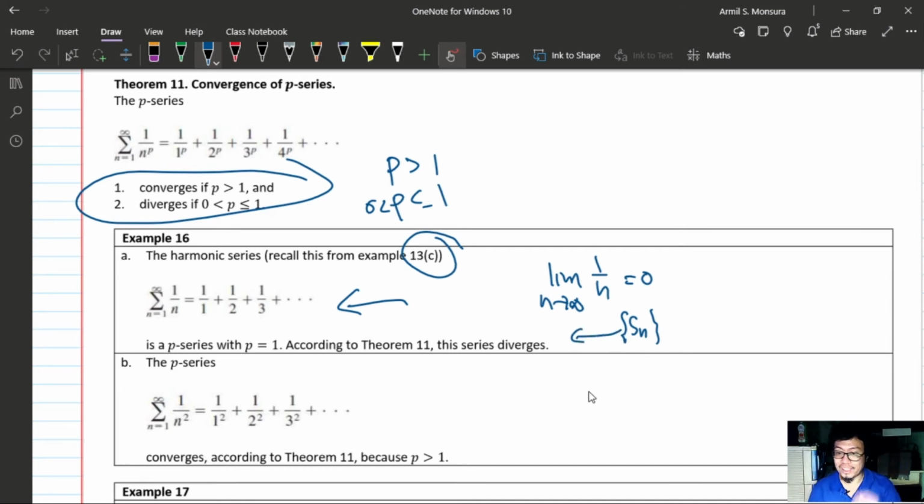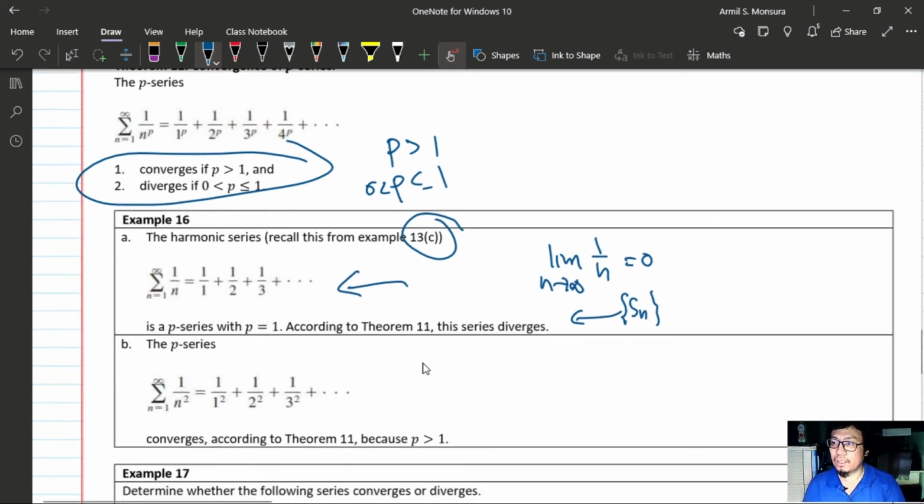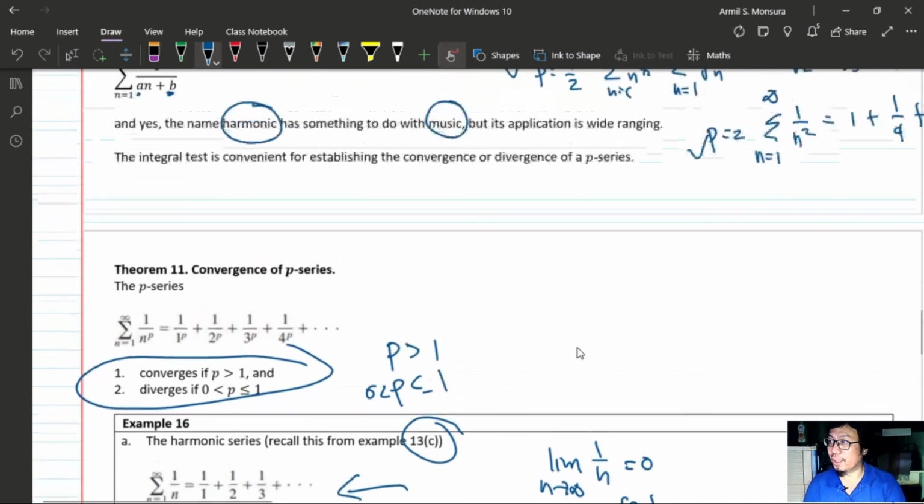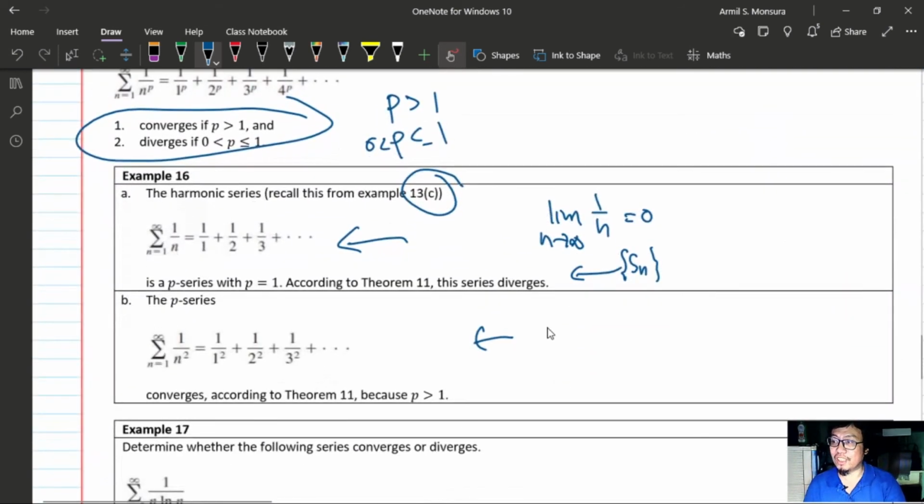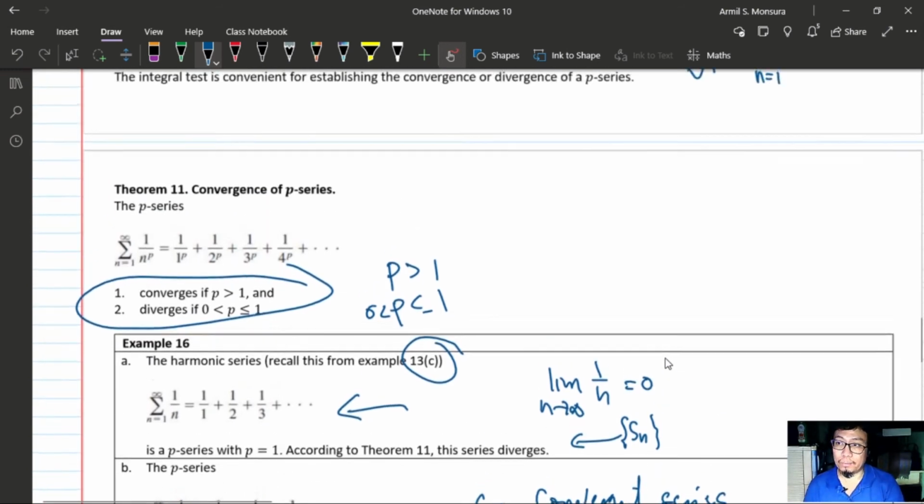Here is why we can say definitively now that that series is a divergent series. That series is actually a P series with P equals 1. And when P equals 1, for a P series, that series becomes divergent. This is the third example that I have given here. So this is a convergent series according to Theorem 11.